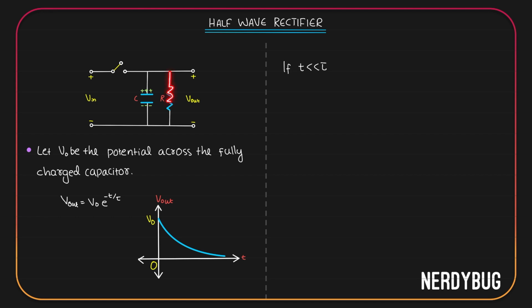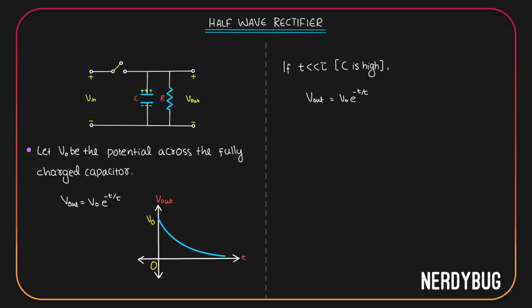Obviously, we cannot do anything about the load resistor because the load is the device we are trying to charge. It is fixed. So we'll have to increase the capacitance of our capacitor, which is in our hands. We are designing the half-wave rectifier, so we can also say the capacitance is really high. Under this condition, let us take V output. V output is V0 e raised to minus t by tau.